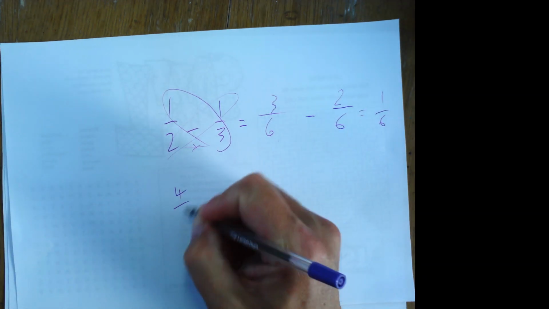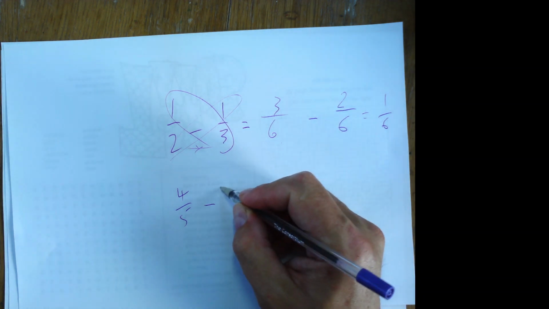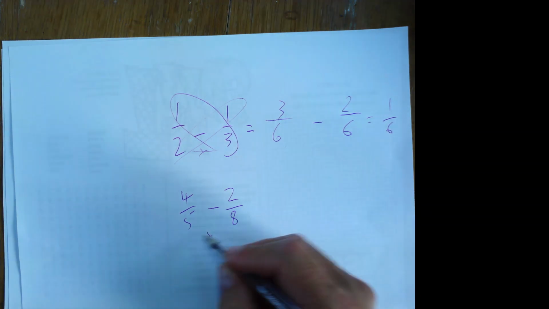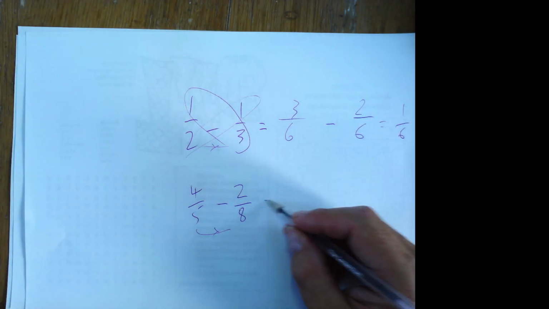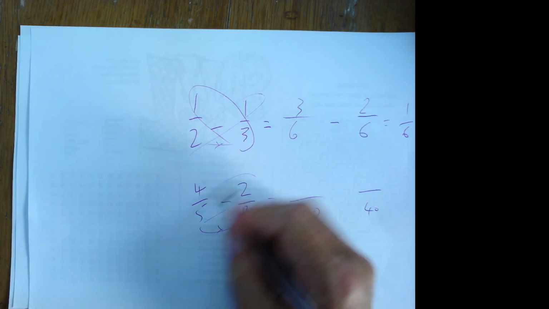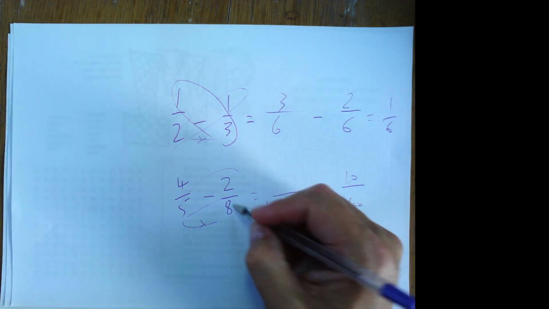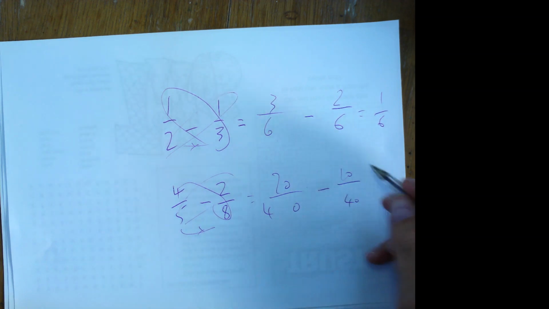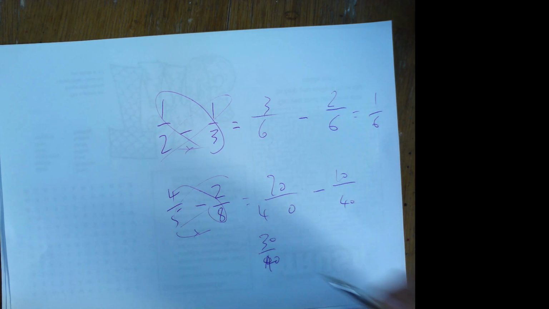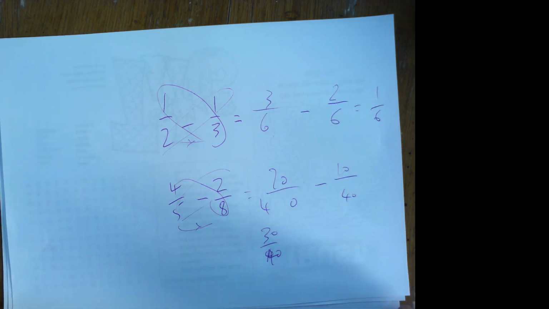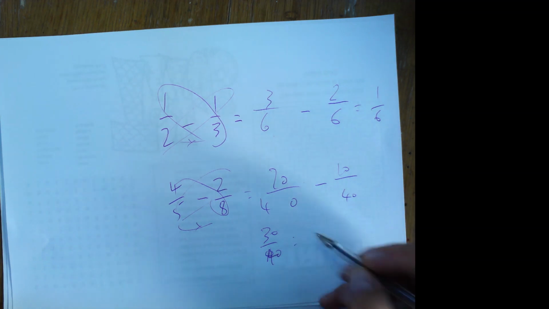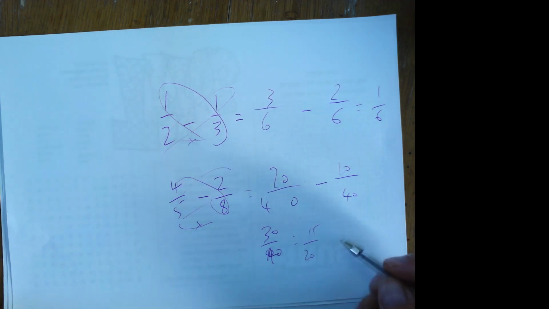Let me do one more example for you. Let's do 4/5 minus 2/8. So that is 40, and then we're going to butterfly it. 20 minus 10 is 30, so it's 30 over 40, and then I'm going to look for the lowest denominator, so I can divide each of these by 10, or I could divide it by 2, which would give me that.